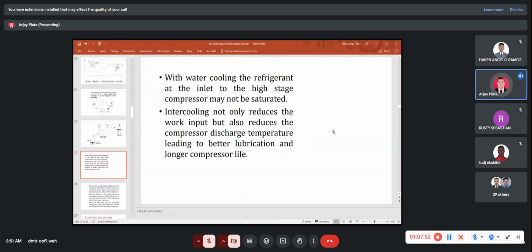With water cooling, the refrigerant at the inlet of the high stage compressor may not be saturated. Intercooling not only reduces the work input, but also reduces the compressor discharge temperature, leading to better lubrication and longer compressor life.